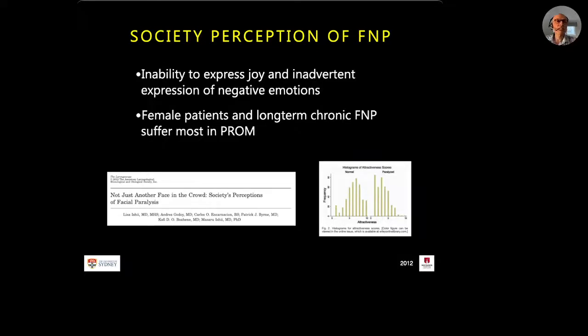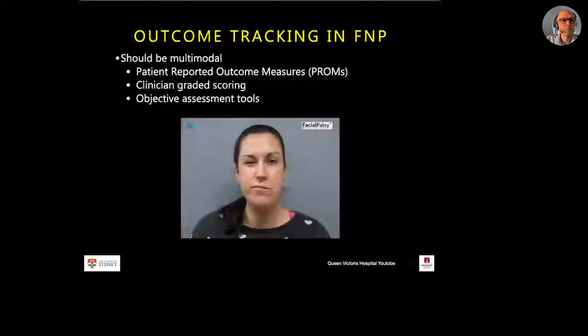And you can see that there was an inability for the patient to express the joy that they had. And this is a really important part, and I'll highlight this, that there's an inadvertent increased expression of negative emotions. So imagine this. Imagine if you're excited and happy and you're smiling and you're trying to convey positive emotion to your friends and family, and it comes across the exact opposite as a negative emotion. This has profound impacts. And the largest patient-related outcome measures demonstrate that this effect seems to be greatest in our female patients and patients with long-term chronic facial nerve palsy.